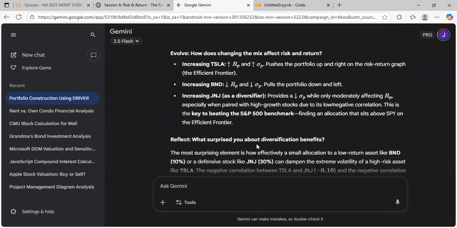Increasing bonds decreases the RP and the OP, and it pulls the portfolio down and left. Increasing J&J as a diversifier provides a negative OP while only moderately affecting the RP, especially when paired with high growth stocks due to its low to negative correlation. This is the key to beating the S&P 500 benchmark. It finds an allocation that sits above SPY on the efficient frontier.